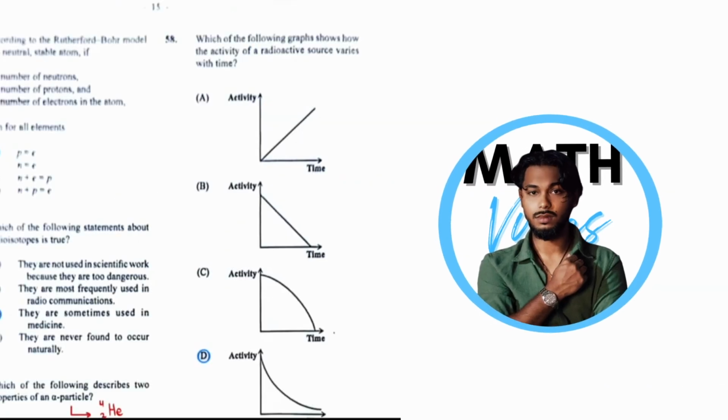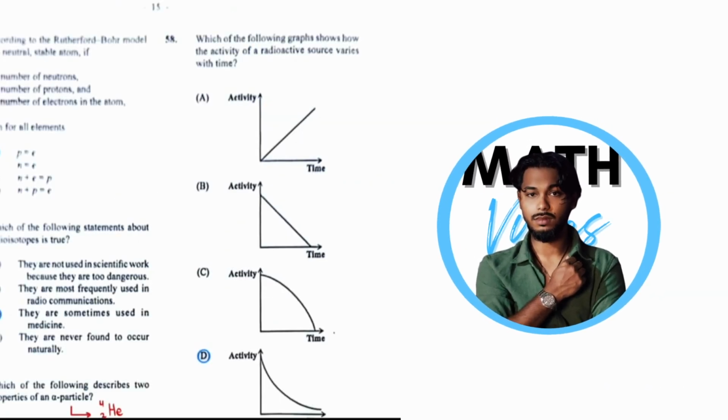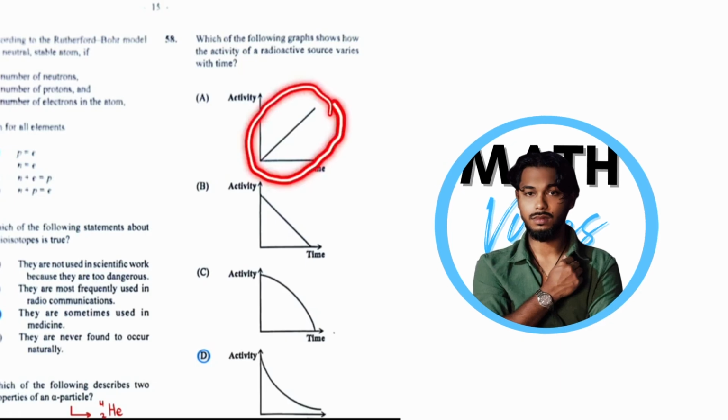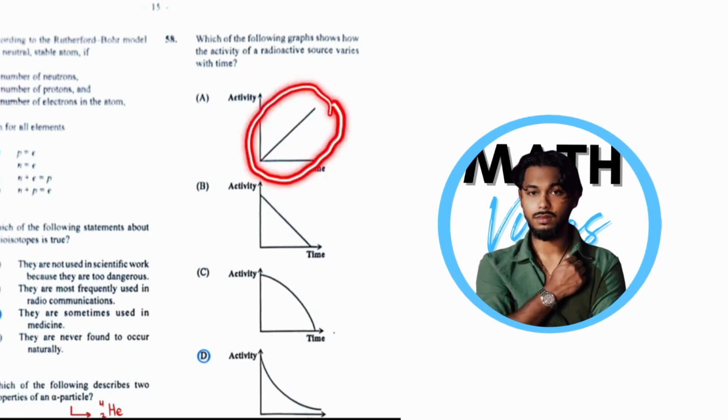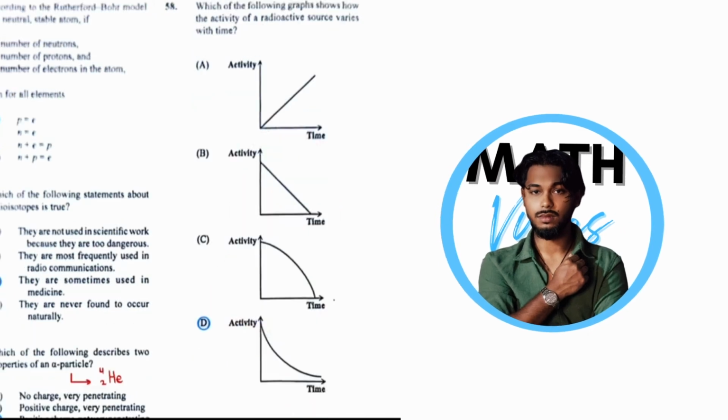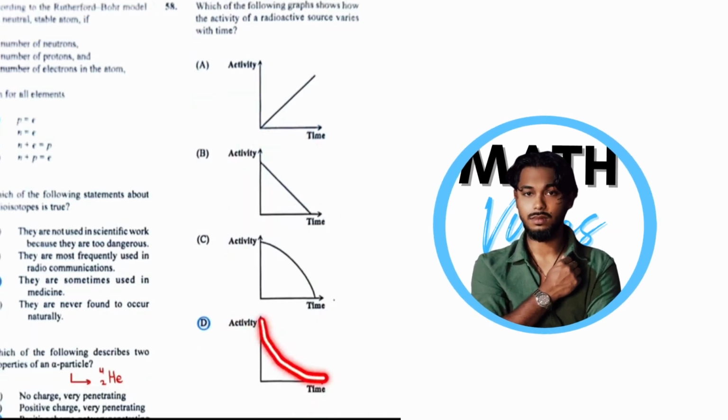Which of the following graphs shows how the activity of a radioactive source varies with time? We're talking about radioactive decay. Anytime we're talking about radioactive decay, we're talking about an exponential decay curve. So this is clearly not an exponential decay curve. This is a linear graph. That's wrong. We have another linear graph here. That's wrong. I'm not sure what this is. That's wrong. This is an example of an exponential decay curve.